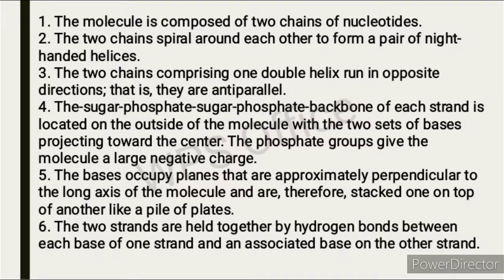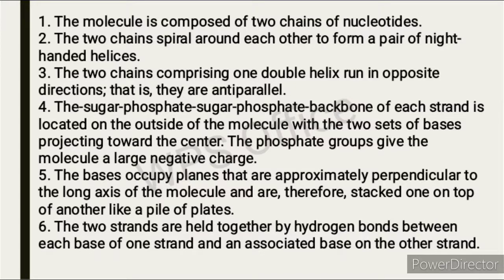The helical nature of DNA was revealed in the pattern of spots produced by Franklin's X-ray diffraction image, which was shown to Watson during a visit to King's College. Number 3: the two chains comprising one double helix run in opposite directions, that is, they are antiparallel. Thus, if one chain is aligned in the 5 to 3 direction, its partner must be aligned in the 3 to 5 direction.